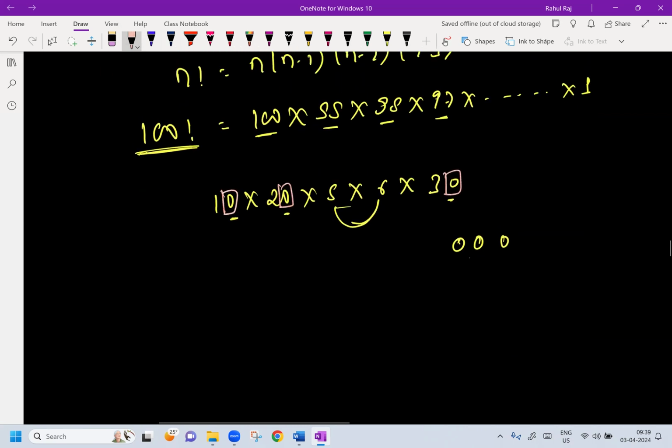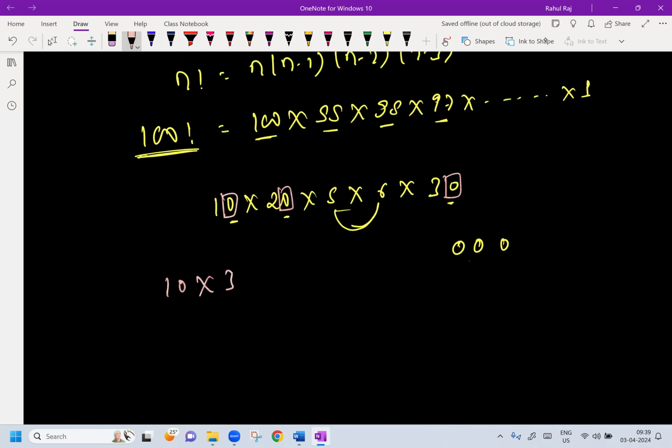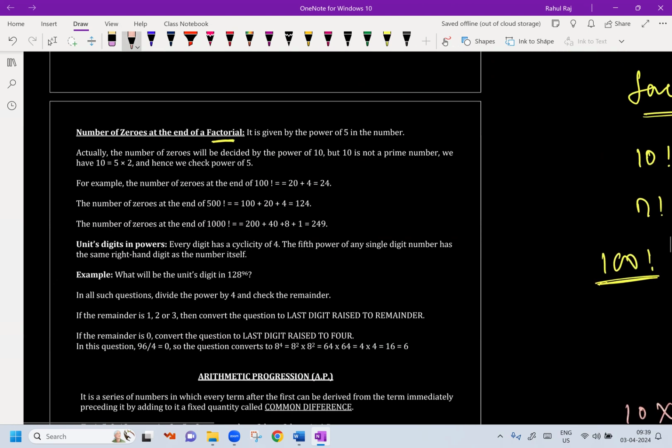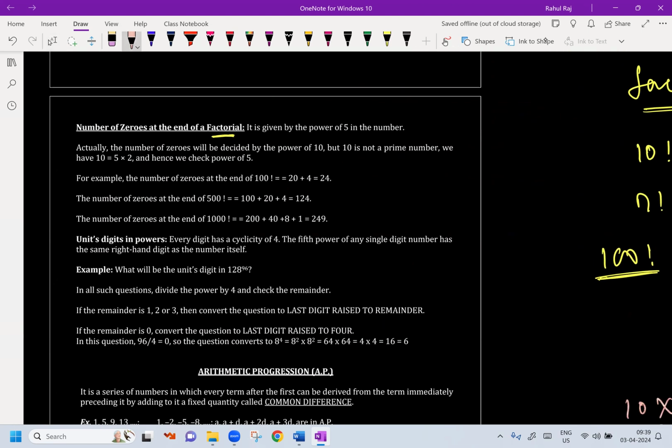Imagine when you multiply 10 into 3, there is 1 zero at the end. So you have 30, and 30 has 1 zero over here. Now if you multiply in this 100, then these 2 zeros will again come here, right? So there's one logic which says how you find the number of zeros at the end of a factorial.